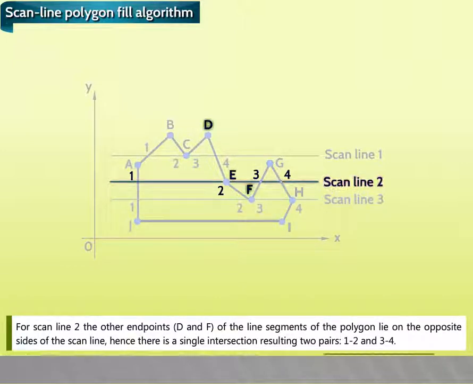For scanline 2, the other endpoints D and F of the line segments of the polygon lie on the opposite sides of the scanline. Hence, there is a single intersection, resulting in two pairs, 1 to 2 and 3 to 4.